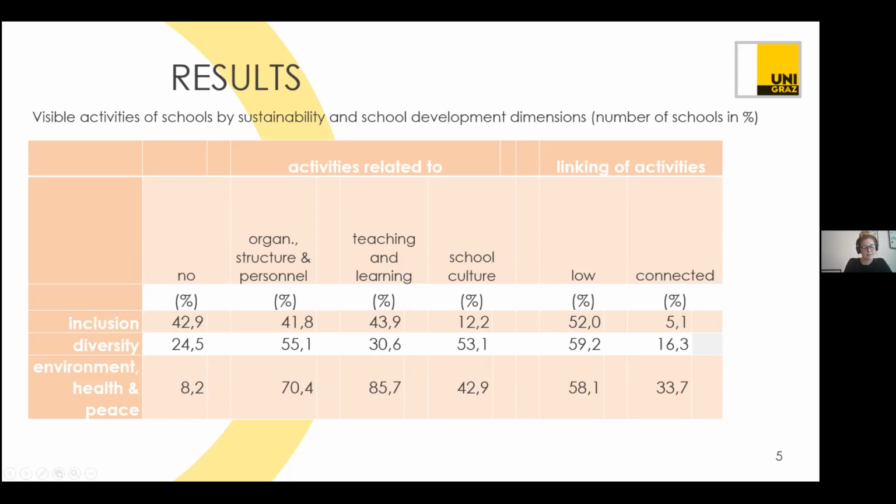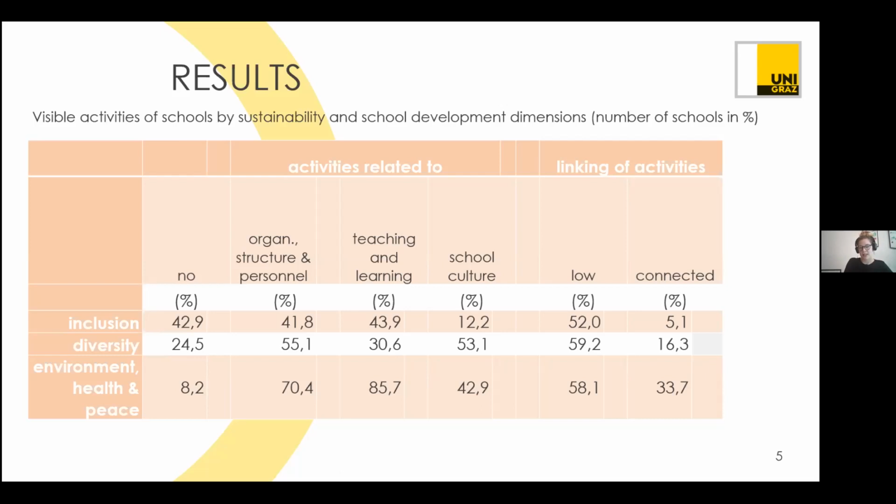Here we can see on the left, meaning that for inclusion, 42.9% of all schools didn't report anything on their homepage. So nearly half of all the schools didn't even mention inclusion or integrating children with special needs in their school, or that they have the provisions or anything else. For diversity, only 24.5% didn't report on any activities or provisions. And for the dimension of sustainability, so environment, health, and peace, only 8.2% of schools didn't report anything.